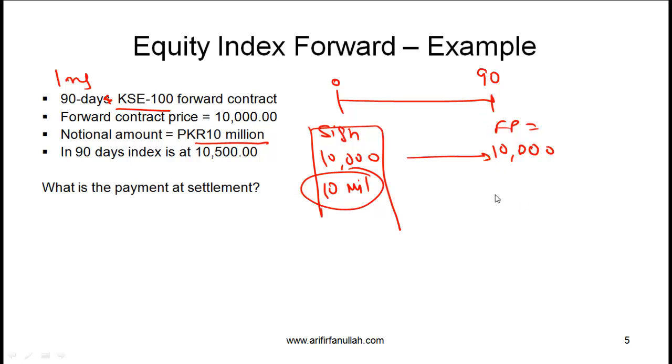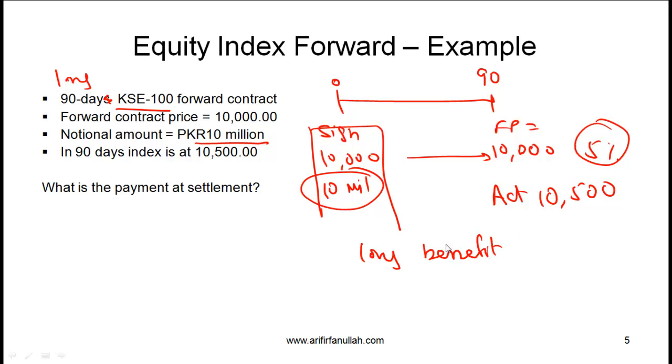Let's say that on day 90 the actual price of the index is 10,500. So essentially what has happened here is the index has gone up by 5%. Since the underlying, which is the index, has gone up, you, the long party, benefit. So you benefit because the index has gone up, and obviously the dealer in this case, which is UBL, loses. But the question is, by how much do you benefit? And the answer is simple.